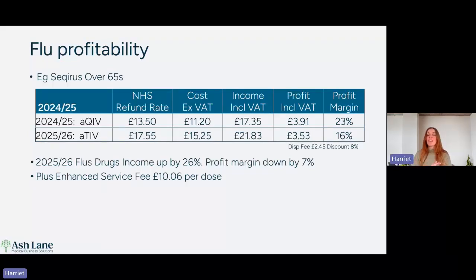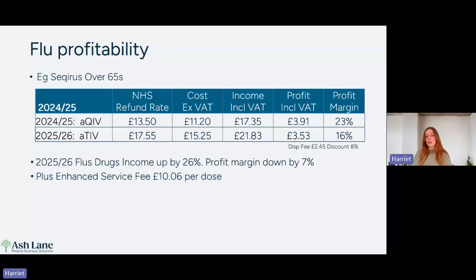So even if you do everything exactly the same for this flu season, your profit margin on your flus will go down. That is outside of your control. It's just to give you, firstly, assurance that that isn't something that you've done wrong. That is just part of the process of the flus changing. But it also does emphasize the importance of applying those rules to make sure that you are paid for all of the flus that you are doing.